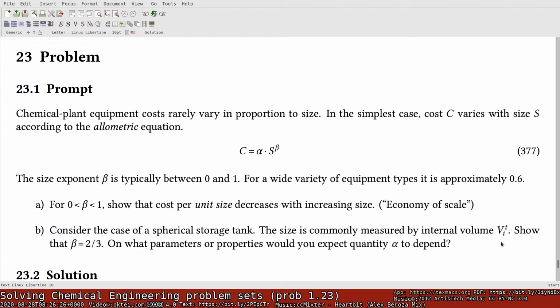Part A. For beta in a range of 0 to 1, show that cost per unit size decreases with increasing size, economy of scale. In Part B, consider the case of a spherical storage tank. The size is commonly measured by internal volume V sub I superscript T. Show that beta equals 2/3. On what parameters or properties would you expect alpha to depend?